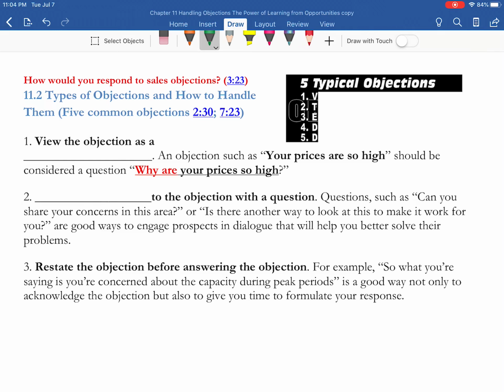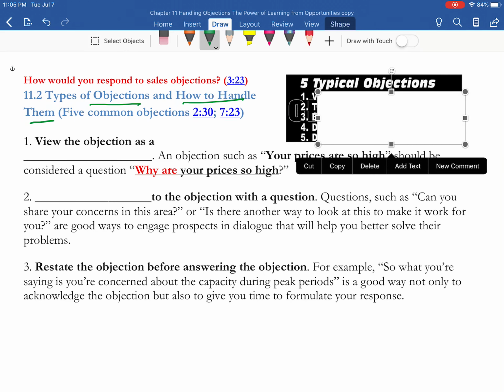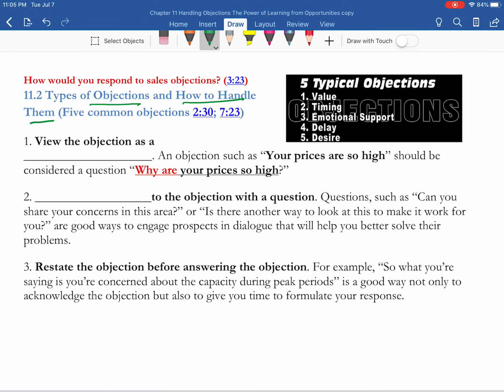1.2, we continue our conversation on the types of objections and how you can handle them. The book gives various ways, and I want to add to that by showing you some types of objections that you can get from your customers. So here is a picture, okay? It talks about 5 typical objections.